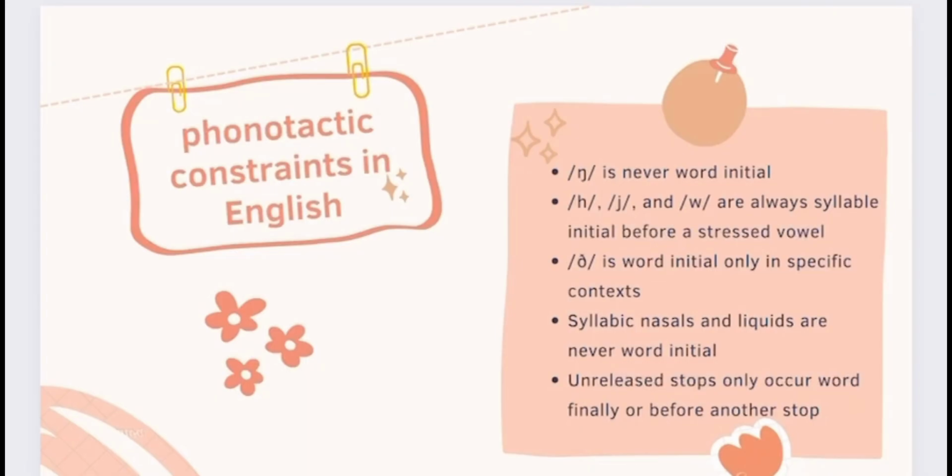Here are explanations of the mentioned phonetic constraints in English. This sound is never found at the beginning of a word. It typically appears within words and is often found after a stressed vowel, like anger. Second, the sound consistently found at the beginning of a syllable when preceding a stressed vowel also occurs at the end of a syllable, but typically in diphthongs.